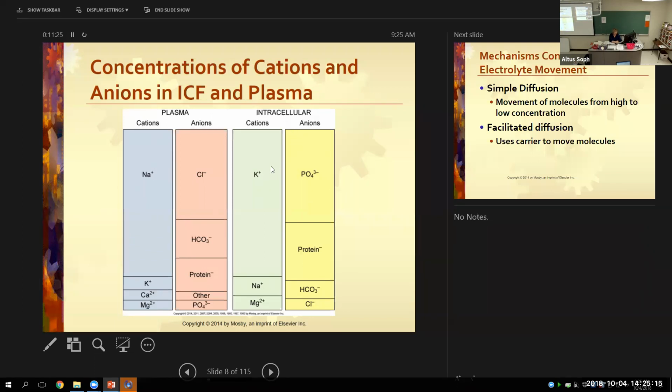Now look at the comparison to inside the cell. Your major cation inside the cell, where your concentration is highest, is potassium, okay? If you were actually able to measure inside the cell, your potassium level is 100 and something, just like on the outside of the cell, sodium was 135 to 145.